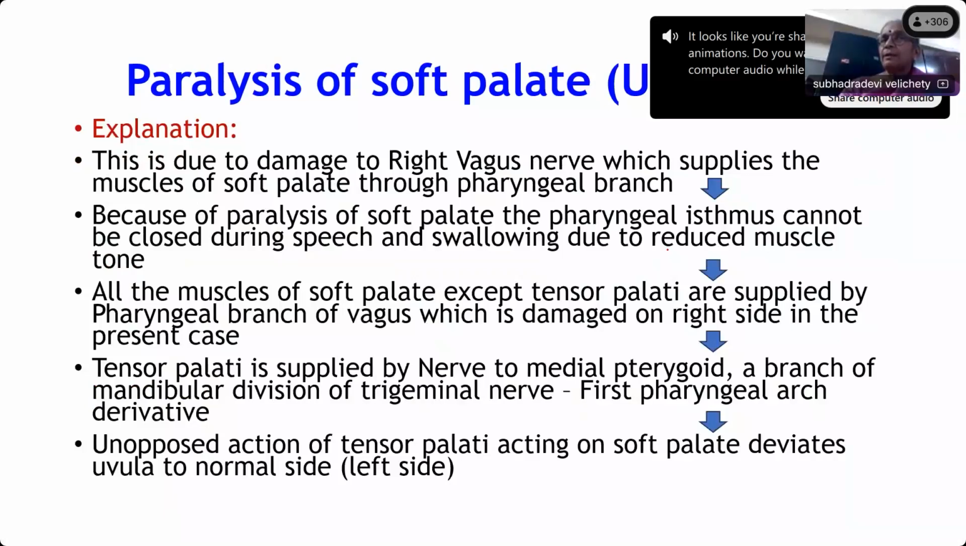What will happen when it should be closed during speech and swallowing? The muscle tone is reduced. And all the muscles of soft palate except tensor palati are supplied by the pharyngeal branch of vagus. Yesterday I was telling you the exceptions also you should remember. Tensor palati is supplied by the nerve to medial pterygoid, a branch of the mandibular division of the trigeminal nerve, a first arch derivative. So the unopposed action of the normal side will cause the soft palate to deviate the uvula to the normal side.